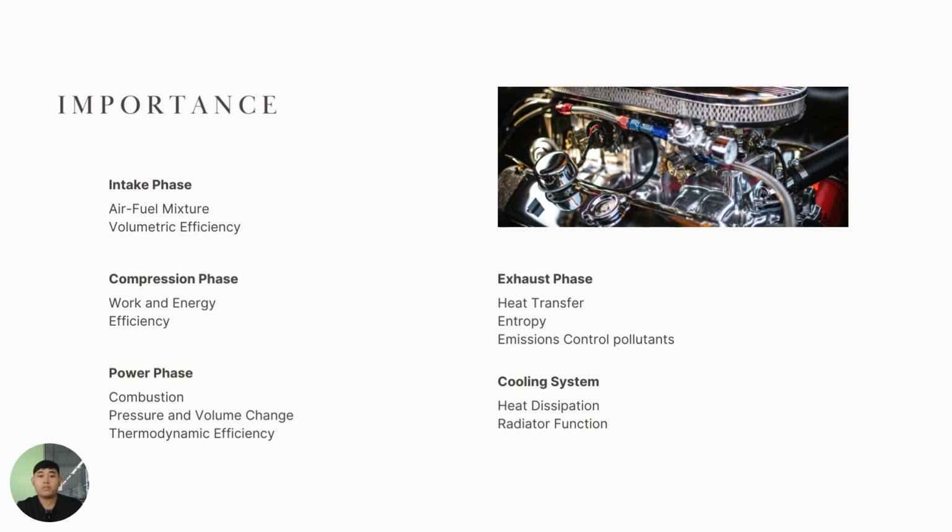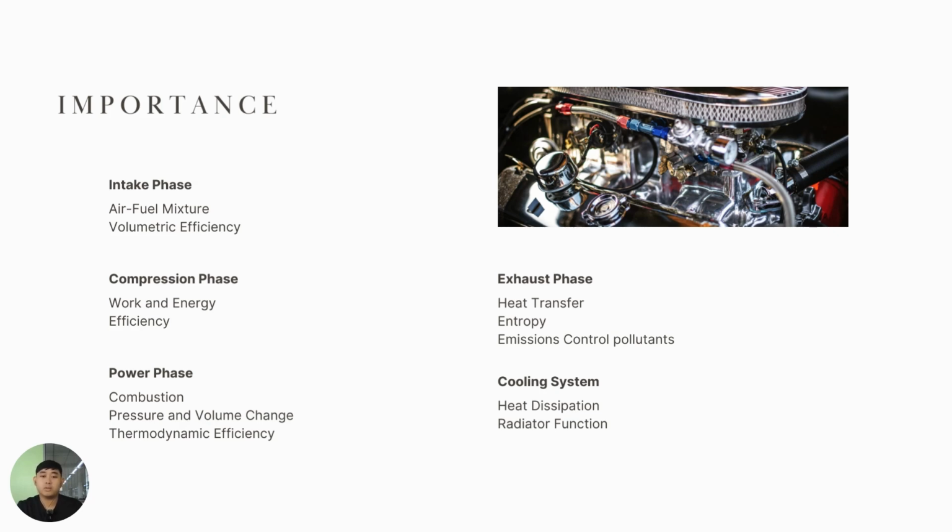For the power phase, the first law of thermodynamics explains how chemical energy is converted into thermal energy. The rapid increase in pressure pushes the piston down, converting thermal energy into mechanical work. This is described by the ideal gas law and the principle of the Otto or diesel cycle. And the thermodynamic efficiency of converting heat into work is determined by the thermodynamic cycle, Otto or diesel, and real-world losses like friction and heat dissipation.